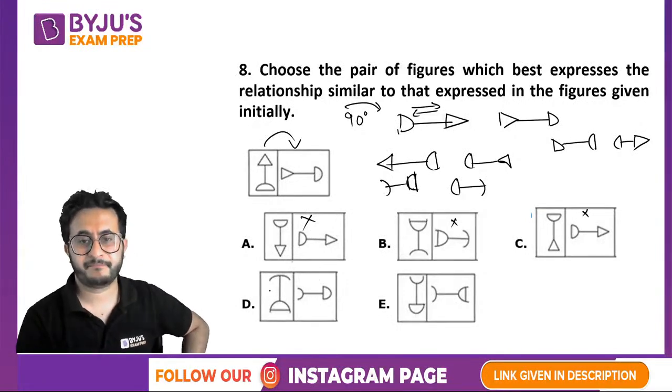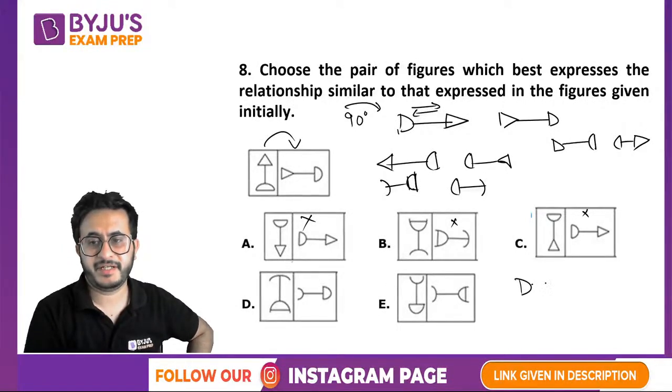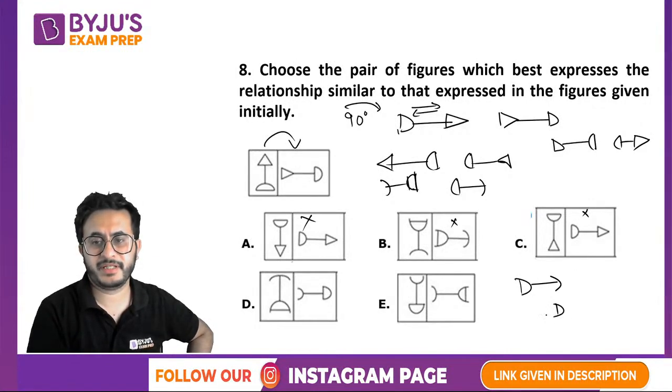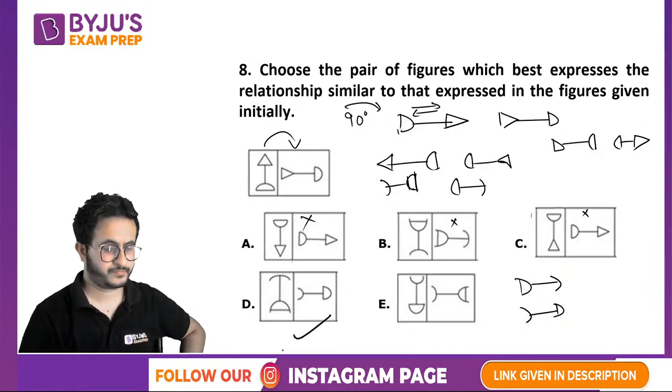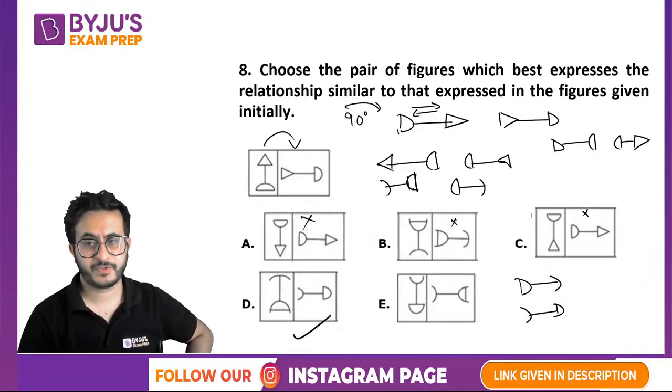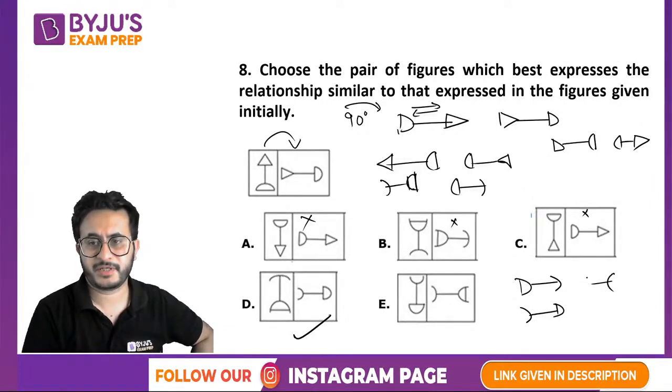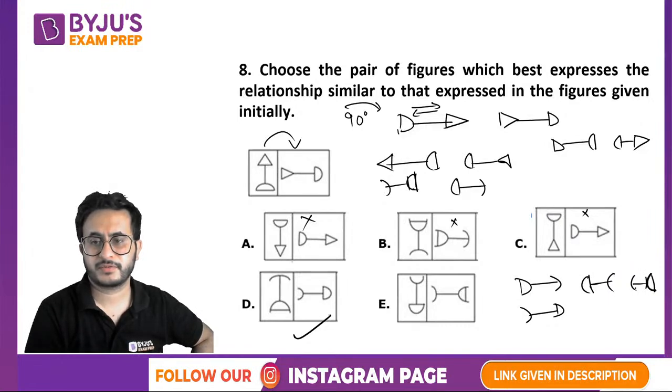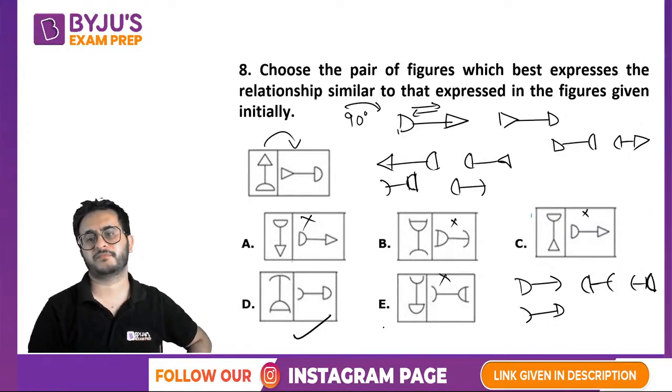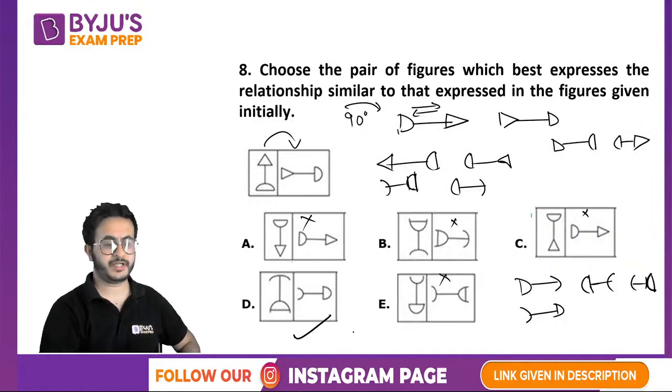Option D, if we see, after rotation it will be D and this. And if you exchange this, it will become D and this shape. So that is correct. That should be option D ideally. Let us check option E also. Option E after rotation will become like this, and if we exchange, it should be like this, which is again incorrect. So that is option D.